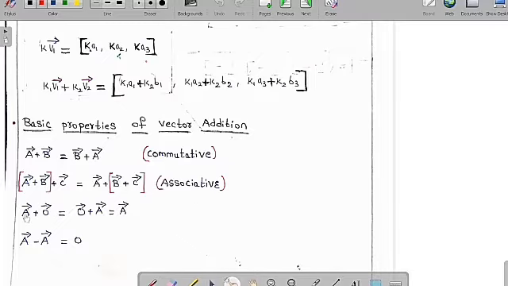Similarly, a bar plus 0 bar is equal to 0 bar plus a bar is equal to a bar. It means if you add any non-zero vector with a zero vector, then definitely you are going to get that non-zero vector itself.